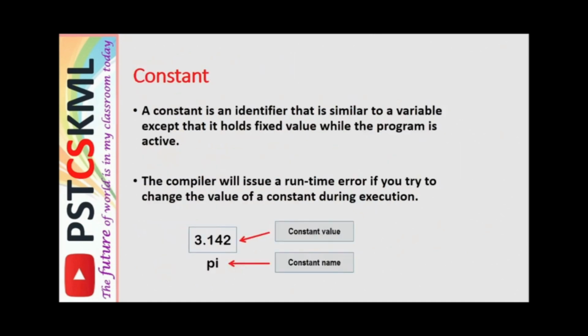Constant. A constant is an identifier that is similar to a variable except that it holds a fixed value while the program is active. The compiler will issue an error if you try to change the value of a constant during execution. Okay, the constant name is pi, so the constant value is 3.142.